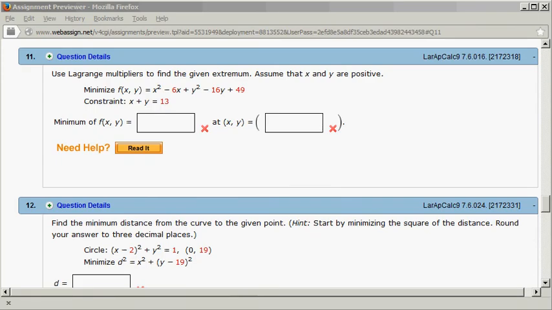All right, let's look at homework 7.5, 7.6, problem number 11. We want to minimize this function of two variables subject to the constraint x plus y equals 13. So let's do that.